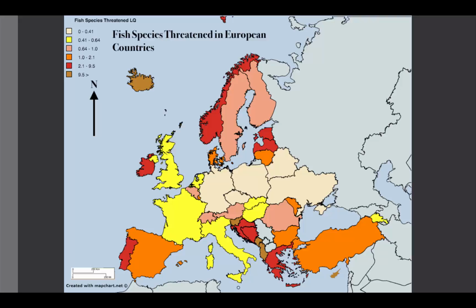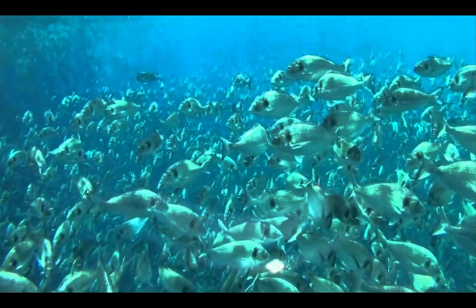So this is the map that I created for the data for the fish species threatened. And just to give you guys some perspective, it's estimated that there are about 30,000 to 40,000 fish species in the world. There are about 900 species found in the Mediterranean. And in Poland, there are only 8 fish species that are threatened. So the moral of that little story is that there are just a lot of fish in the world, essentially.